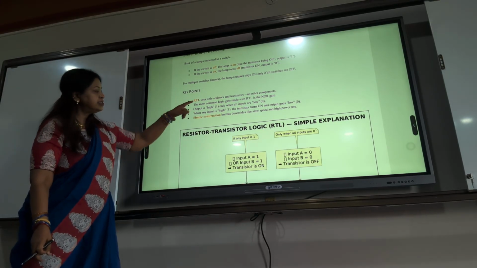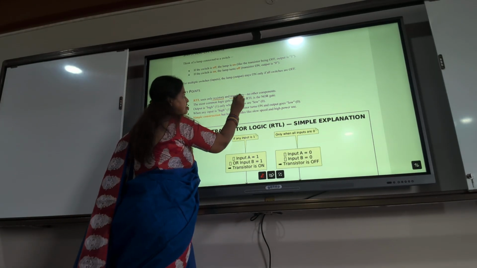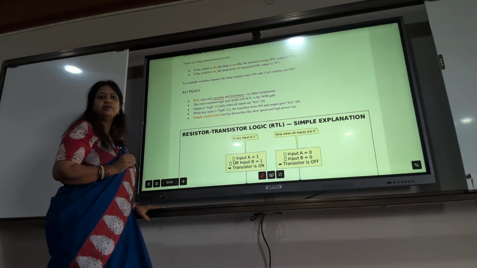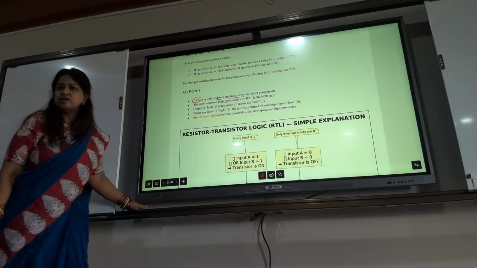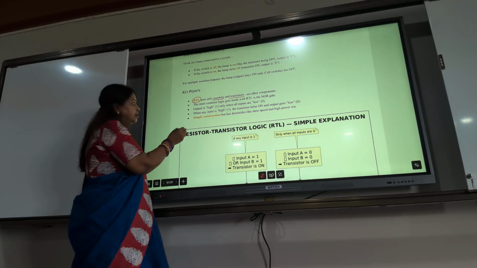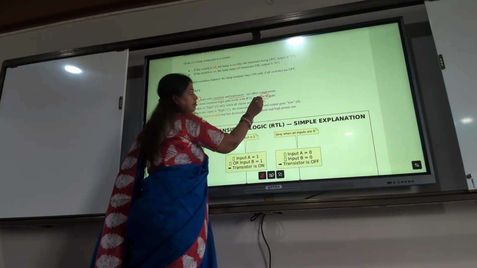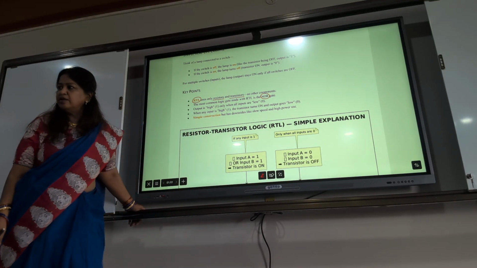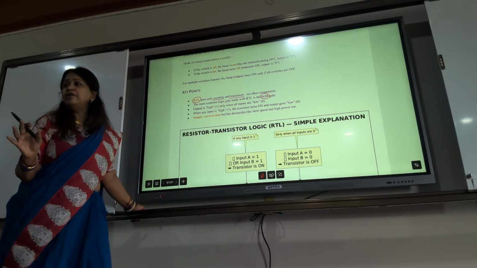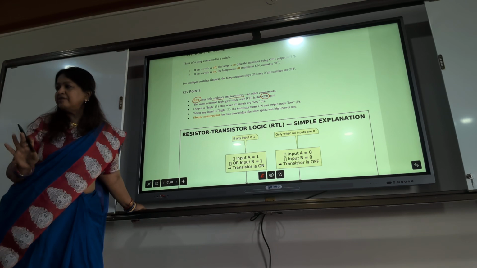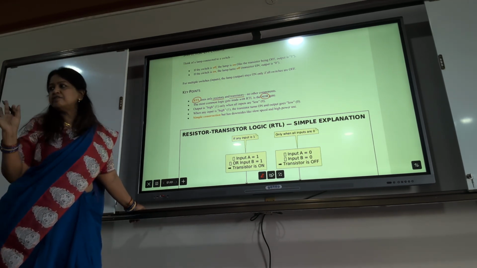RTL uses only resistors and transistors and no other components. The name itself says resistor, transistor, logic. Then the most common logic gate they will ask is the NOR gate. That's why I say, everything is expected. Nothing new. These things are easy if you study.